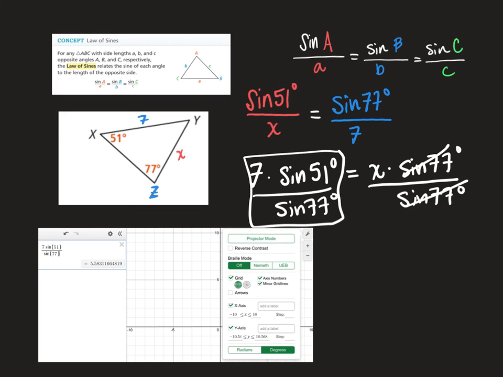I also wanted to point out here, guys, that we do need to be really careful and make sure that we are in degrees, okay? Otherwise, it's going to give us a wrong answer. So this, all being said, tells me that X is approximately equal to 5.6. I rounded that to the nearest tenth because that's what Envision actually asks me to do.